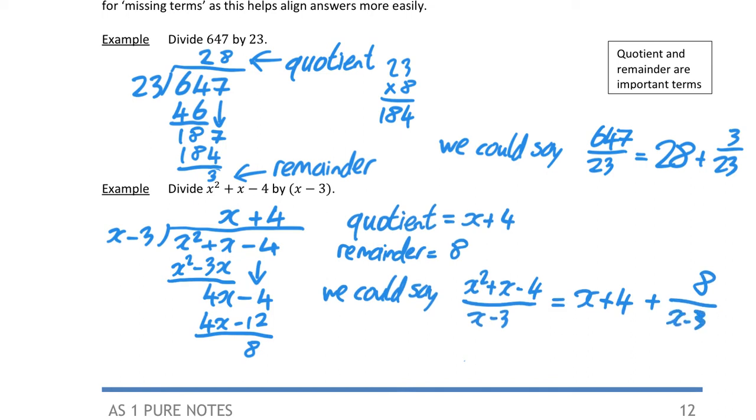And you may be wondering why we're doing this. Well, I can tell you one reason, a bit of mathematics that you're not familiar with just yet: you couldn't integrate this function as it was, but soon enough you will be able to integrate x, you'll be able to integrate 4, and you'll be able to integrate 8 over x minus 3. So it does have a very, very important use.